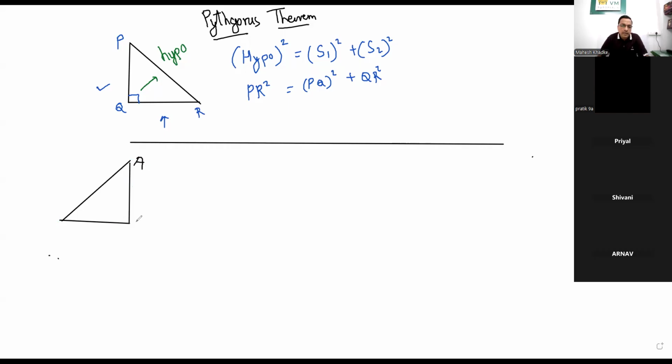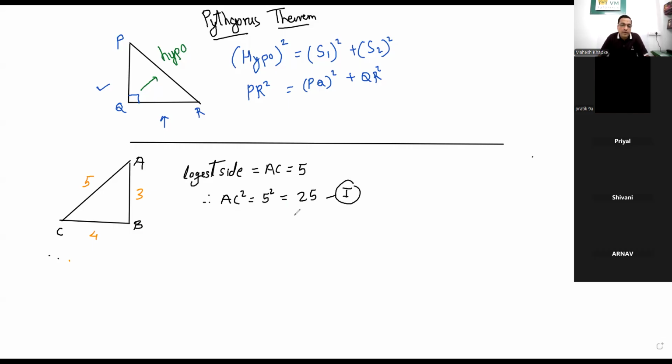So this triangle is A, B and C. And suppose the values are given, like this one is 5, this is 4 and this is 3. For this one, first we have to find the longest side. Which side is the longest? 5. Yes, the longest side is AC, that is 5. So first we have to do the square of the longest side: AC square is equal to 5 square, and that becomes 25. So this is equation number 1.